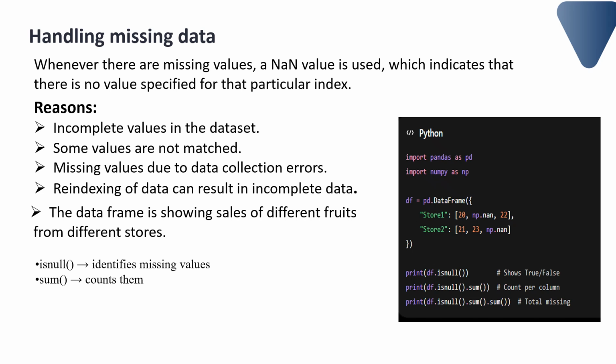Next, we need to add up the NaN values with isnull.sum. It counts the NaN values per column. Next, we need to find the total NaN values present in the dataset. The syntax is isnull.sum.sum. isnull means identify missing values. Sum means count the missing values.